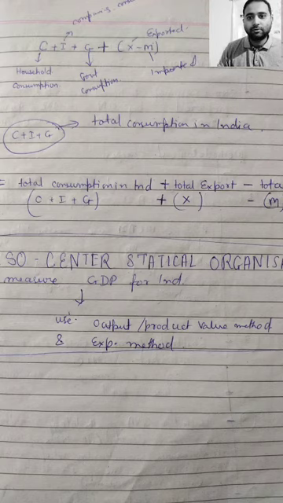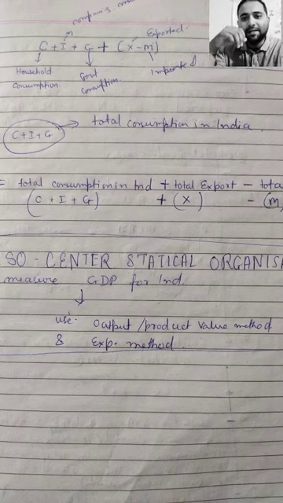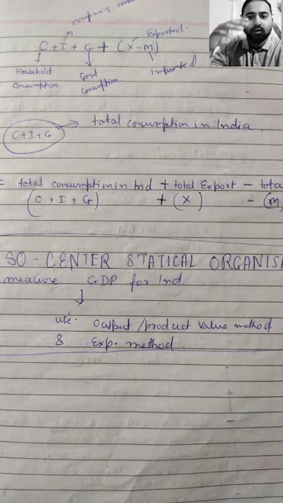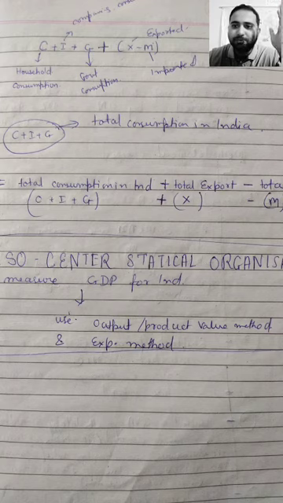Okay. Now who used to do this? CSO calculates this, Central Statistical Organization. Now which method do they use? They use the output or product value method and the expenditure method. Product value method and expenditure method are being used by CSO.